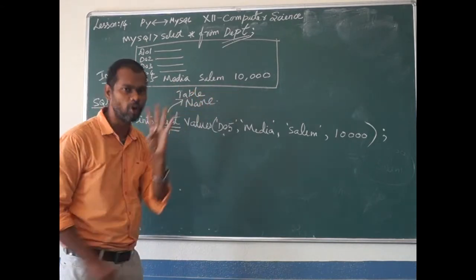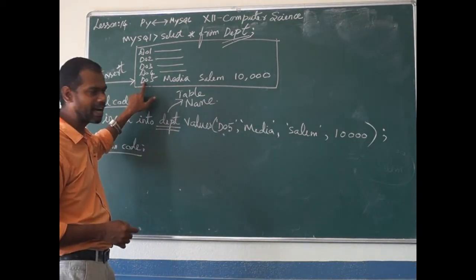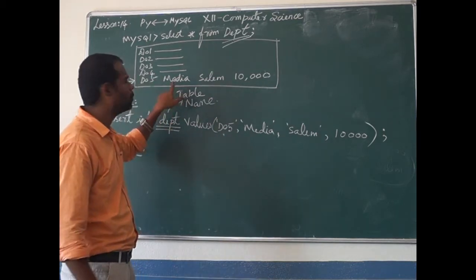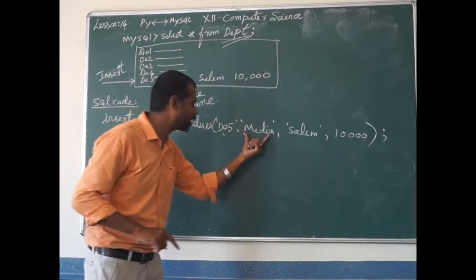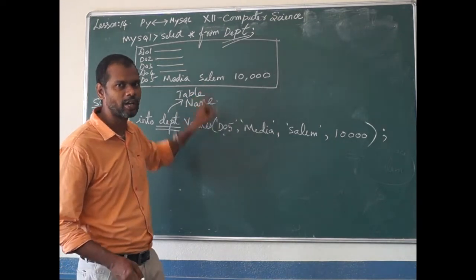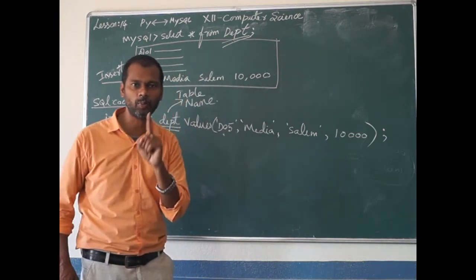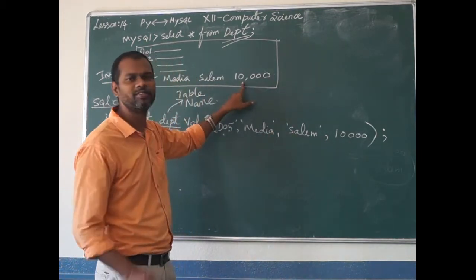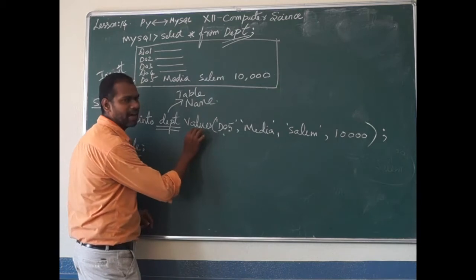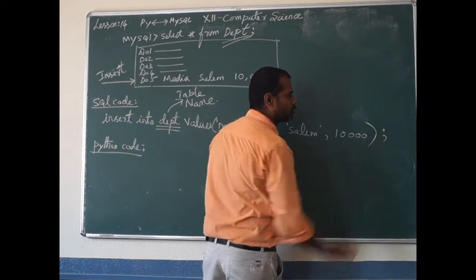1, 2, 3, 4. 4 values you have to write. Since this is not a number, this is a string, then comma, then Media is a string. So you type Media and give it within single quotes, comma, Salem is a string, so you have to give it within single quotes. So Salem in single quotes, comma, don't forget to put the comma, 10,000 is simply a number, so 10,000 and bracket closed. After values you have to open the bracket. Then before the semicolon you have to close the bracket and put the semicolon.